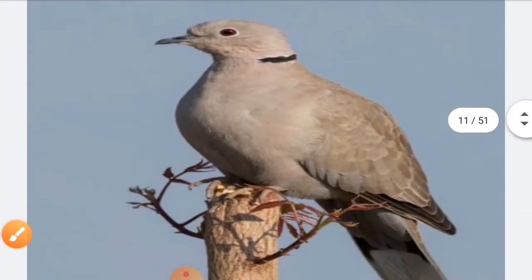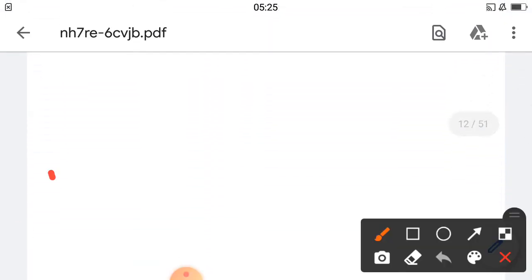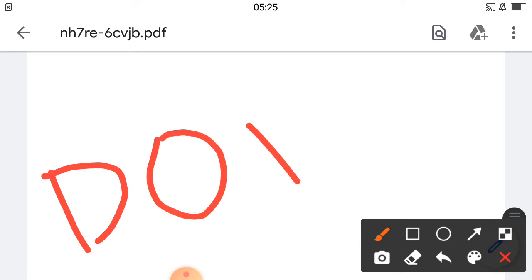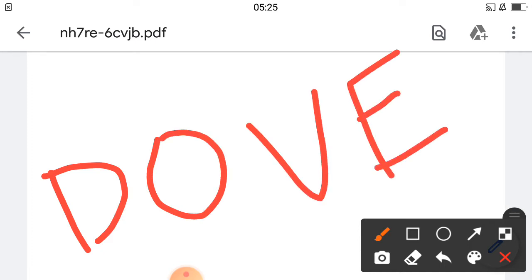Now, what do you see? It's very similar to a pigeon. But this is not a pigeon. This is a dove. D-O-V-E, dove.